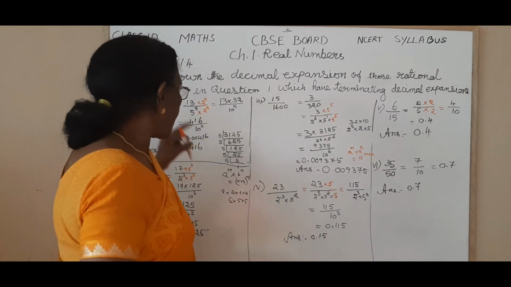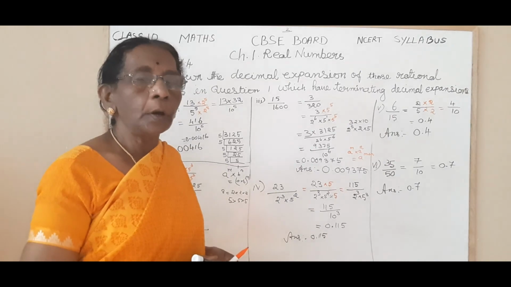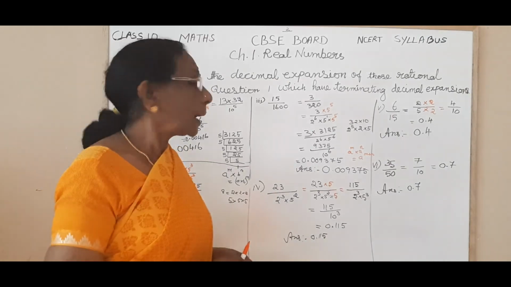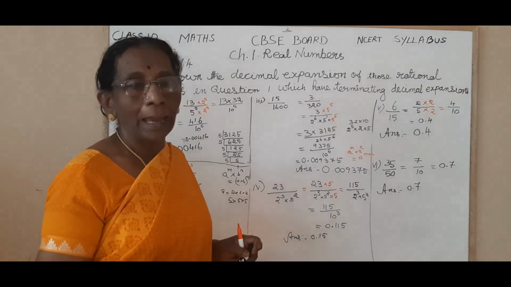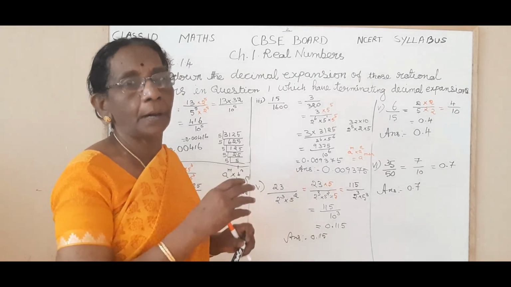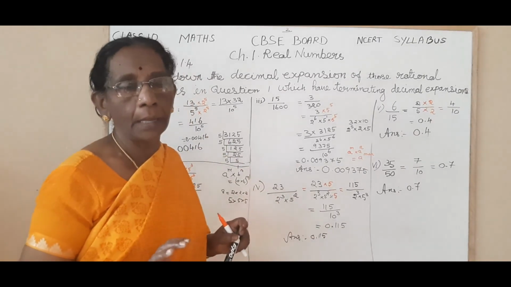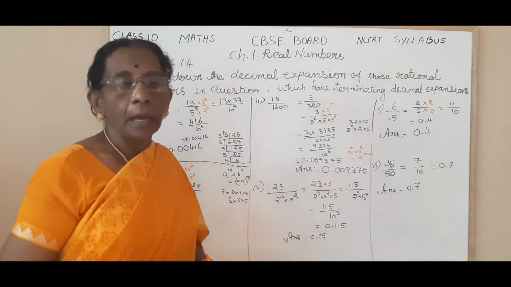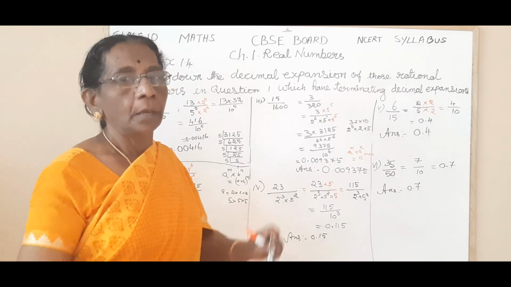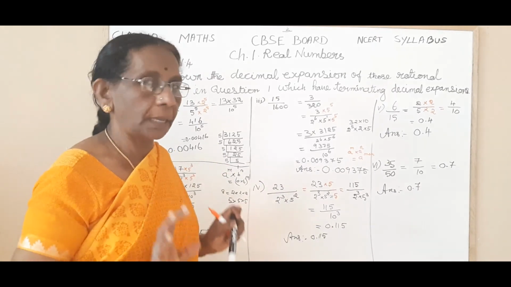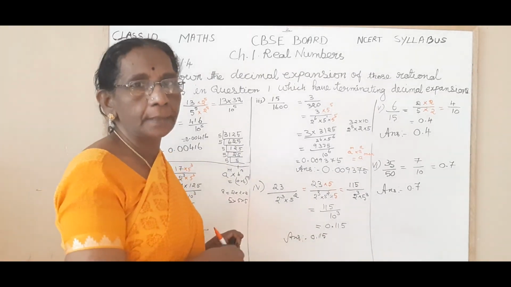So first step is what? You have to factorize the denominator. Second step, you have to find the missing term, missing prime number, either 2 or 5. And third step, you have to equalize the power by multiplying the numerator and the denominator with the same number, and then you simplify, and then according to the power of 10 in the denominator, you write the decimal expansion of the rational number. These are the steps you have to follow to do these sums.